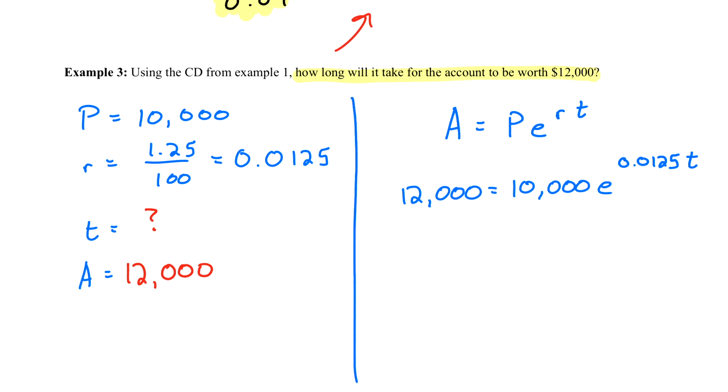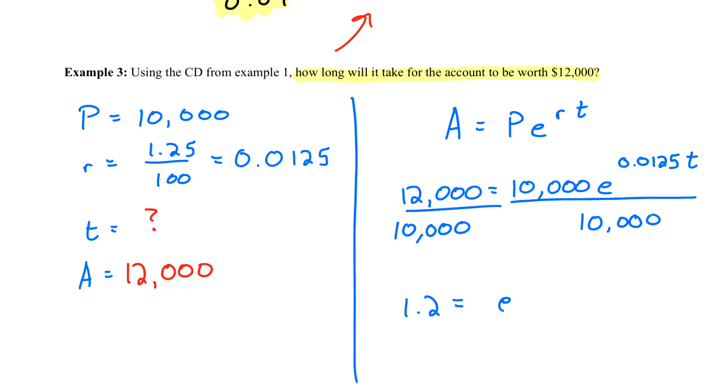So my first step here, I'm going to divide both sides by that 10,000. Remember, we need that exponential part by itself first. So we'll divide both sides by 10,000. On this left-hand side, 12,000 divided by 10,000, I should end up with 1.2 equals e to the 0.0125t power.